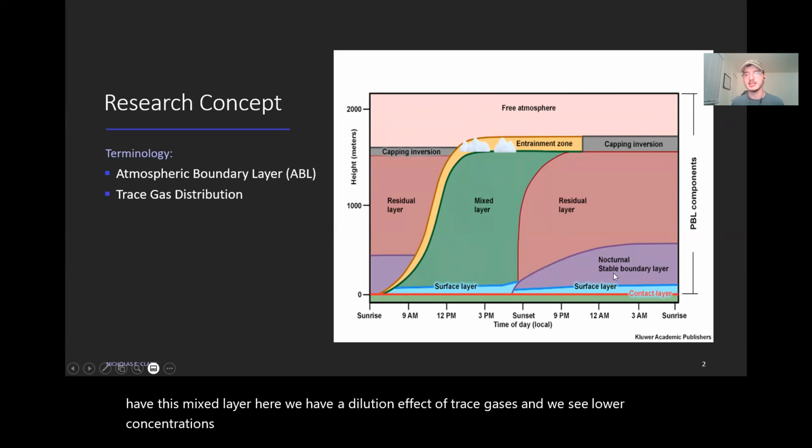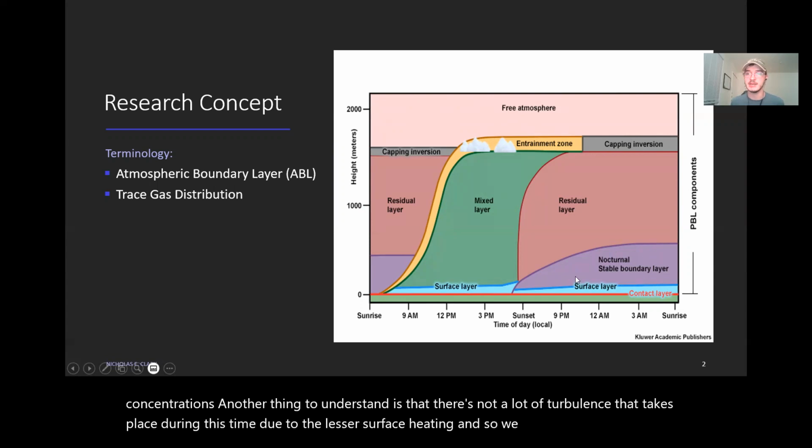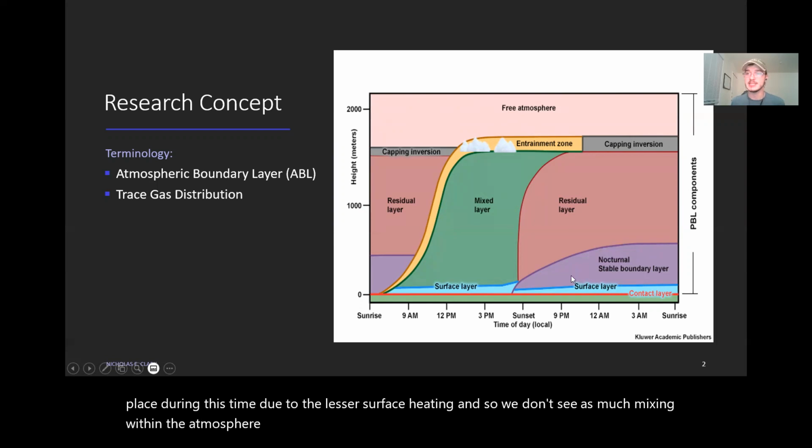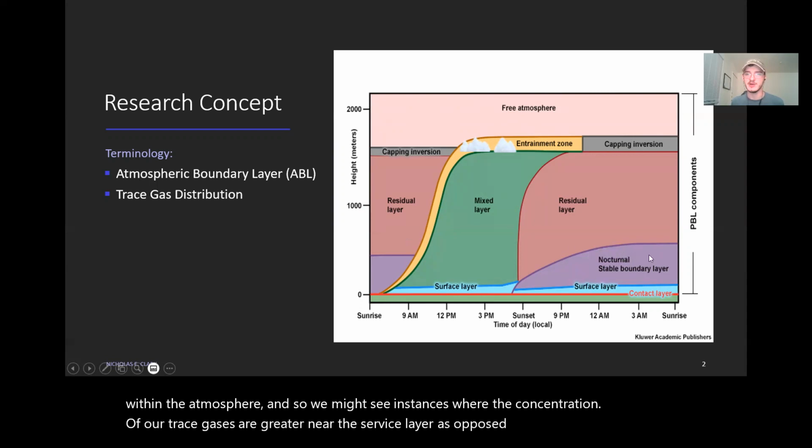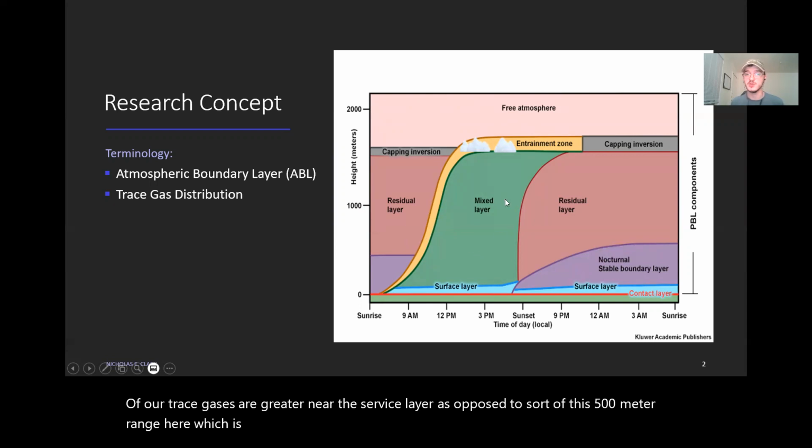Another thing to understand is that there's not a lot of turbulence that takes place during this time due to the lesser surface heating, and so we don't see as much mixing within the atmosphere. And so we might see instances where the concentration of our trace gases is greater near the surface layer as opposed to this 500-meter range here, which is different to our mixed layer, where we expect to see a similar concentration no matter where we are within this layer.